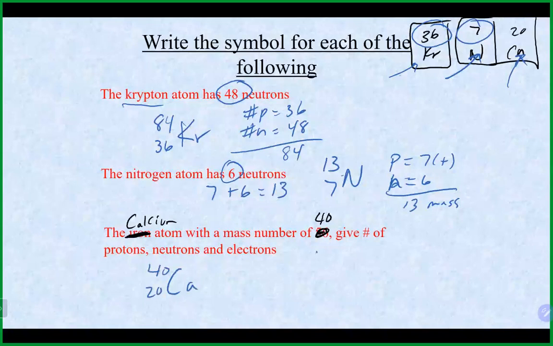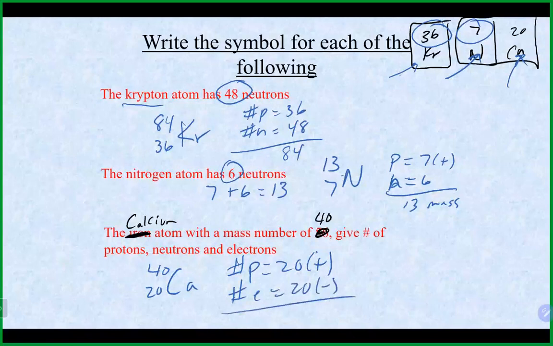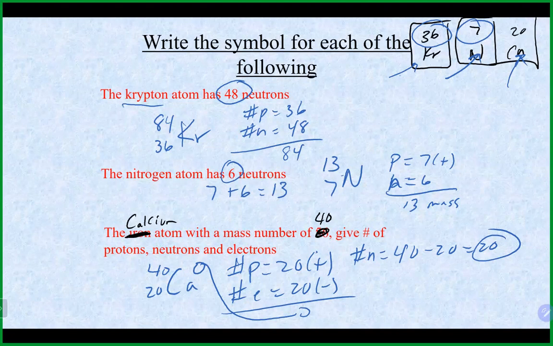Now for calcium here, that means the number of protons would be 20. The number of electrons in this case, since it is neutral, would also balance it out. Again, that gives us our 0 in terms of the charge that's not written there. And our neutrons would be 40 minus 20, which would give us 20 neutrons in this particular case. Any question on any of those?